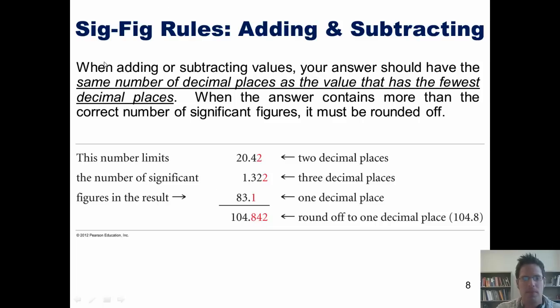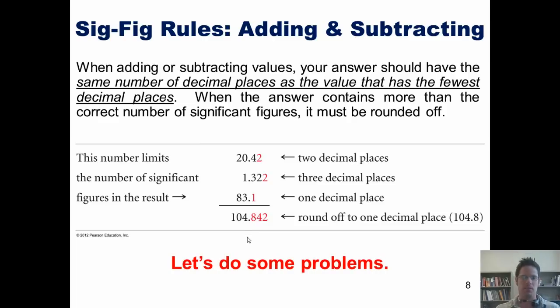You'll notice that this first value has 2 decimal places, this second value has 3 decimal places, and this third value has 1 decimal place. Because of that fact and this rule, when we add these 3 values together, the final answer has to be rounded off so that it also has only 1 decimal place. Hence, this final answer gets rounded off to be 104.8. Does that make sense? Good.